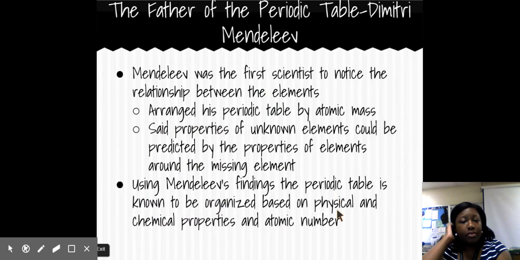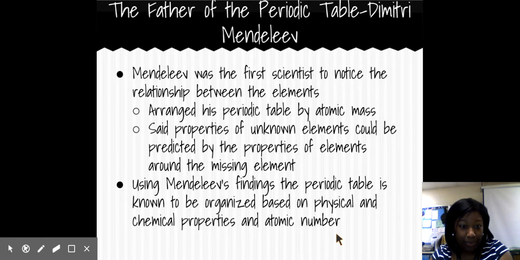Okay? So using his findings, the periodic table is known to be organized based on the physical and the chemical properties and the atomic number, which we talked about yesterday. And the atomic number is that number usually at the top of the periodic tile. Okay? And he also said that properties of unknown elements could be predicted by the properties of elements around the missing element. And they're also arranged on the periodic table by the atomic mass, which is that decimal number at the bottom. Okay.